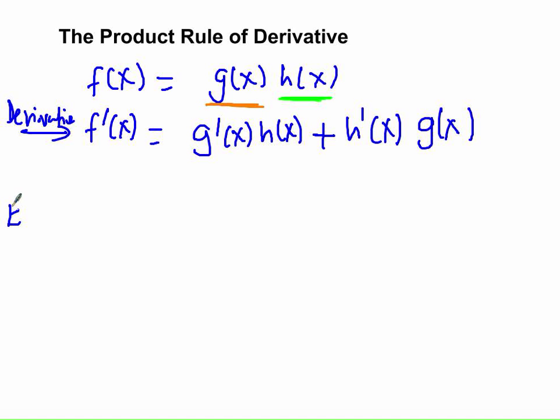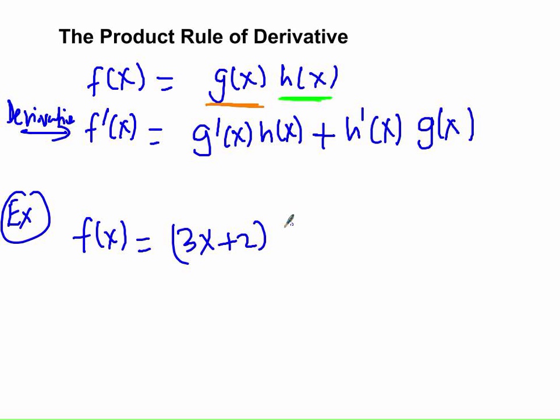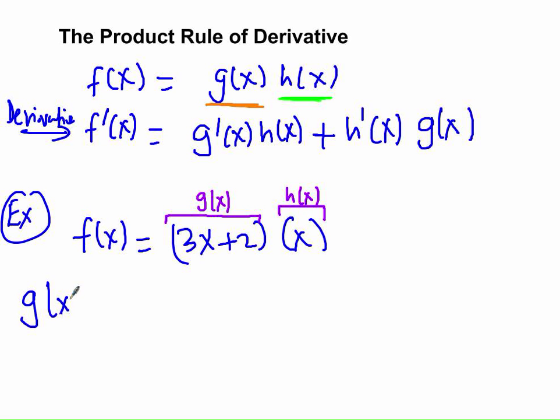Here's an example. Let's say function f of x is given by 3x plus 2 times x. Now it's up to you to decide which one is your g of x, which one is your h of x. So I'm going to call this function g of x, and I'm going to call this h of x. Next, you need to write the function g of x, which is 3x plus 2, and then write the function h of x, which is x.